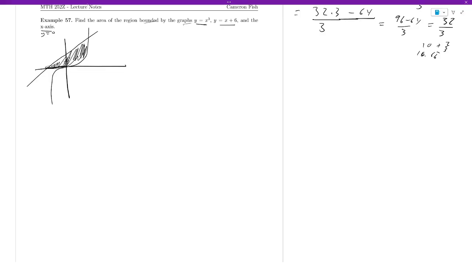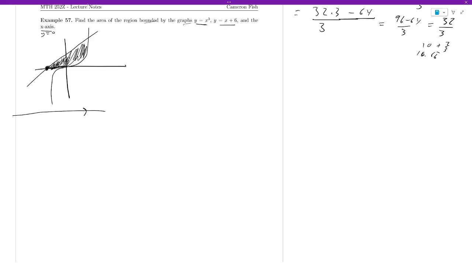Okay, so how do we do this? Well, the main thing to think about here is that we always want top minus bottom function. Sometimes the top or bottom function can change partway through. So here, imagine scanning your eye from left to right. Firstly, the straight line intersects the axis here, and then we get y equals 0, just the x-axis, for a while as the bottom function. Over this stretch, the top function is x plus 6 the whole time.